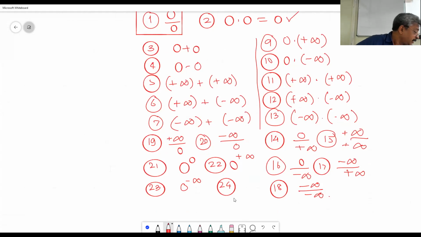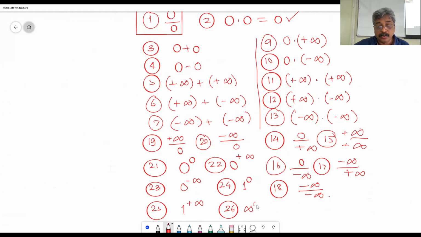25, 24 लिहायचं आहे ना. 1 raised to 0. 25, 1 raised to plus infinity. 0 raised to infinity लिहिला. आता infinity raised to 0. 26, infinity raised to 0 मे बी पॉझिटिव्ह इन्फिनिटी राहील. अजून तुम्हाला काय सुचत असलं तर सांगा. माझे ते सगळे लिहून झाले.